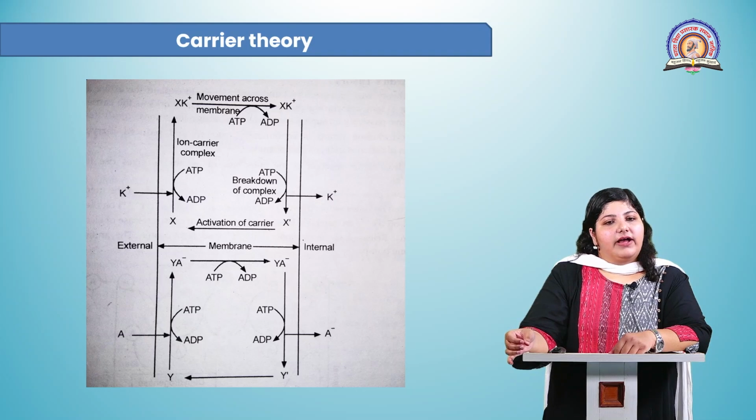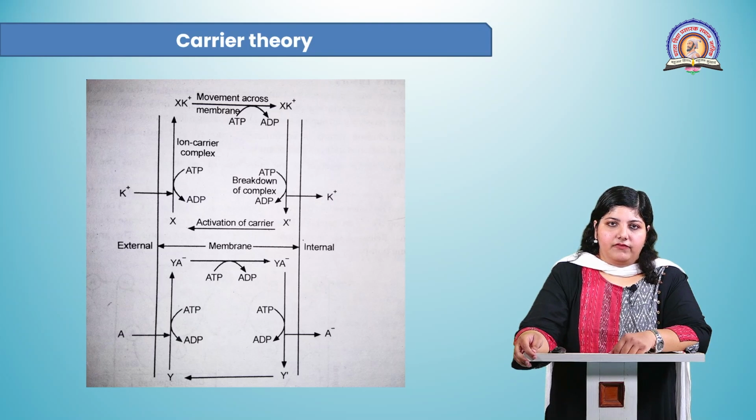Now, X and Y, which you can see in this diagram, are the two types of carriers. X is the carrier for cations, that is, positively charged ions, and Y is the carrier which is involved for anions, that is A-.